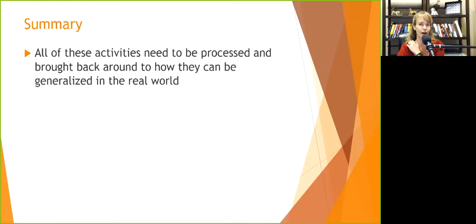All of these activities need to be processed and brought back around to how they can be generalized in the real world. Obviously doing the crime scene scenario, it's a fun activity, but what exactly is the take-home message? So with adolescents, more so than with adults, you need to connect the dots at the end of group and say, you looked at this crime scene, you came up with an explanation for how this happened. A lot of people had different ideas and different hypotheses about what happened. The same thing can happen at school. When something goes wrong, people can make assumptions or they see things a little bit differently. So think about that the next time you're in a social situation and there seems to be a misunderstanding.